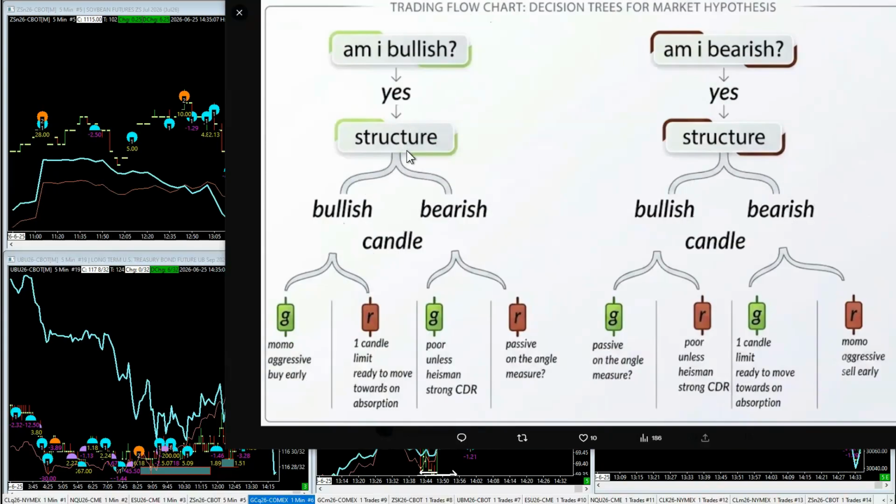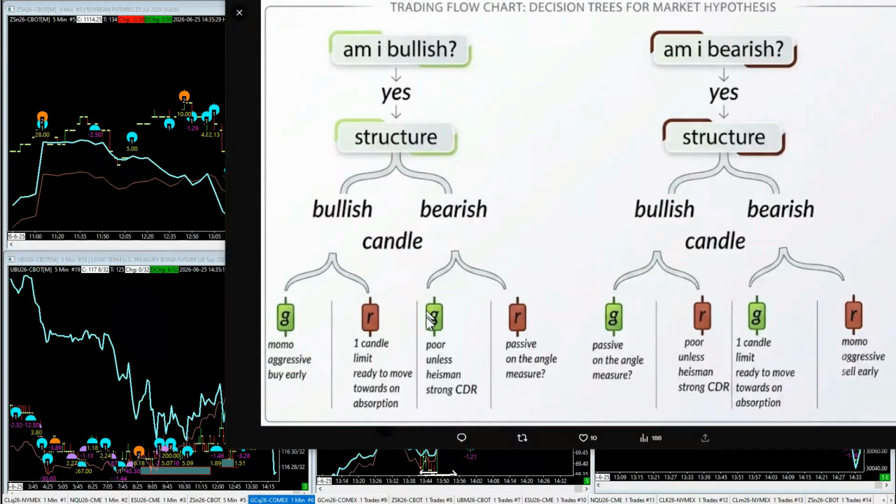If you're bullish, but you're at a bottom edge, in other words, the market structure is bearish, then of course, if you've got a red candle, that's going to push you to the angle. So you're going to be very passive on the angle, trading with a measure, which gives us something called a guaranteed premium, perhaps, in that situation.